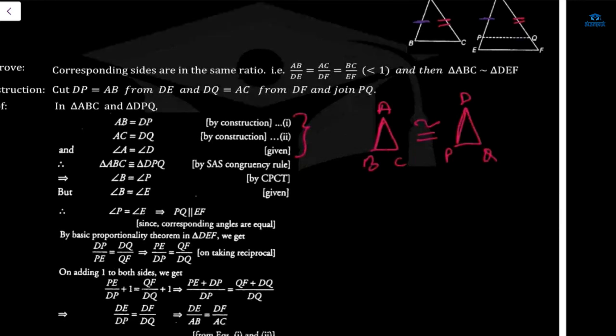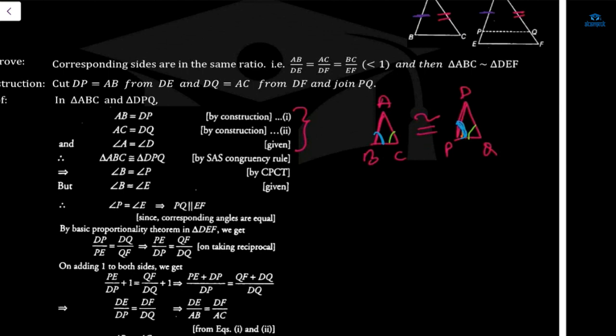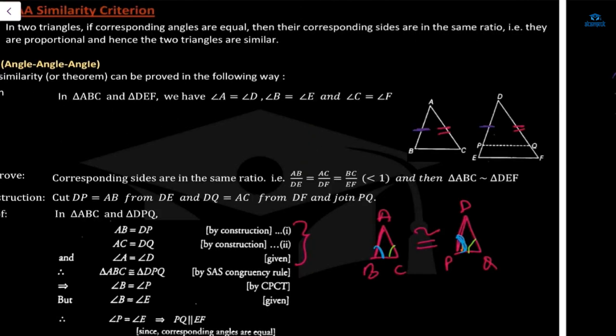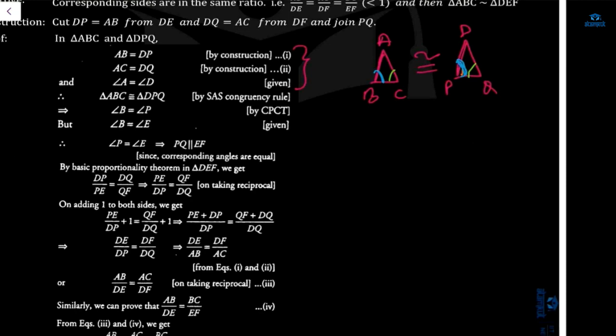Okay. Now we can say that angle P is equal to angle B, and angle Q is equal to angle C from the CPCT. Okay. Congruent parts of congruent triangles. Okay, now we have got all the three angles of this also equal. Okay, but in the starting only we know that angle A is equal to angle D, angle B is equal to angle E, and angle C is equal to angle F. Okay, angle P is equal to angle E.